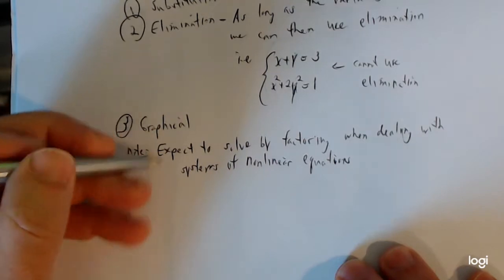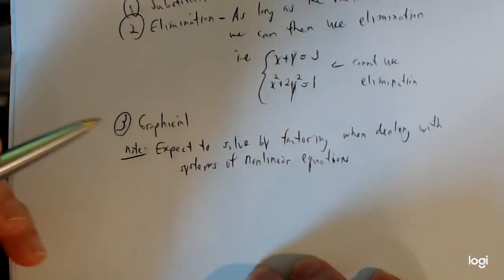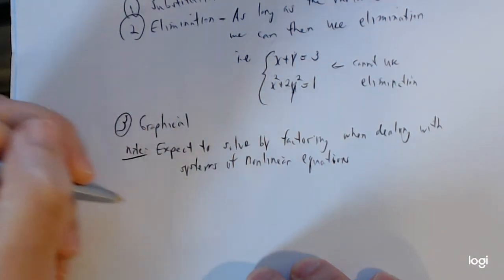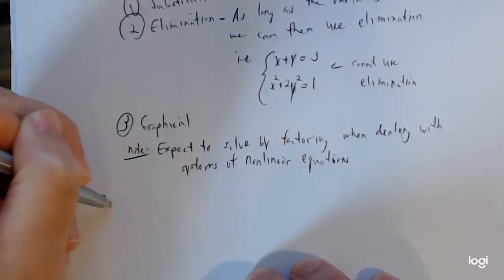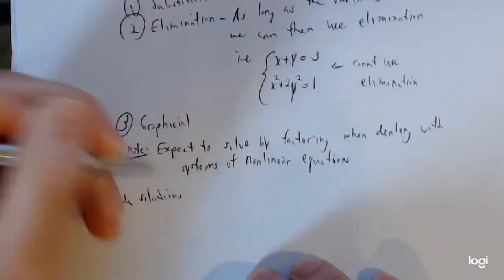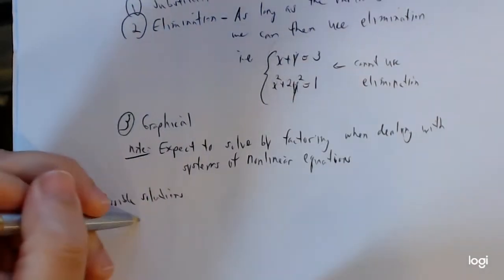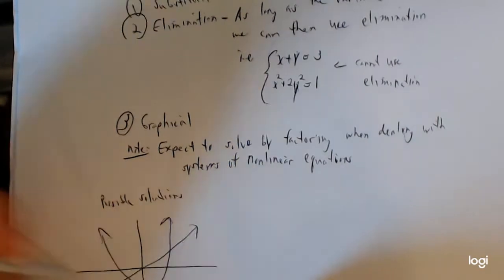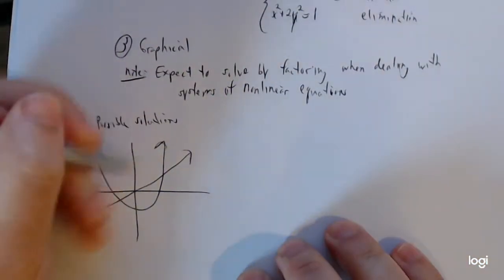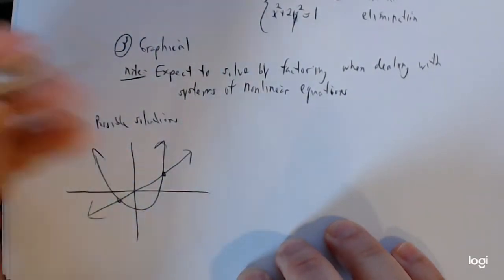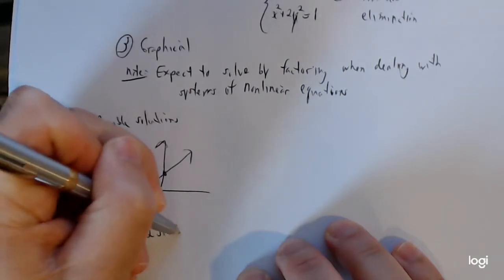Like, for example, here are some examples of possible solutions we can get. We can have, for example, a parabola and a line. Let me move this up so we could see it. So what is it that we notice? These have two solutions. How come? Because the parabola and the line intersect in two places. So this is two solutions.